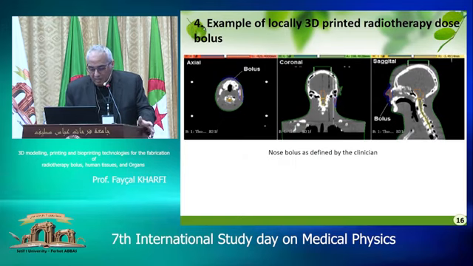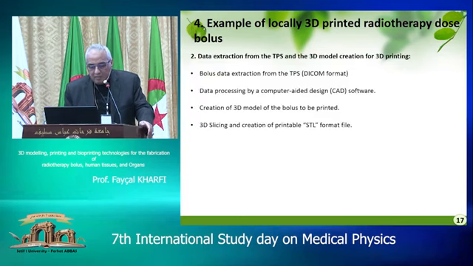Here I just show you how the clinician, with the aid of the medical physicist, defines the bolus. The bolus here is in blue. The example that we take here to show you is the bolus corresponding to the nose. So the clinician here defines the bolus and also selects the material that must be used for the fabrication of the bolus. After that, there is the second step, which is the data extraction from the treatment planning system and the 3D model creation for 3D printing.